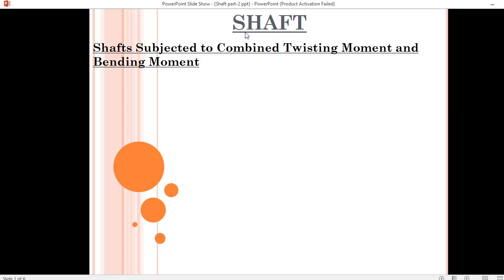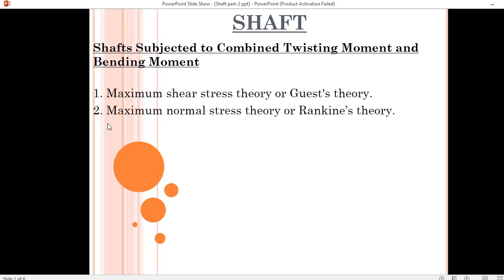Good morning, students. Today, in the second part of your shaft, we will see shaft subjected to combined twisting and bending moment, and design of shaft on the basis of rigidity. First we will see shaft subjected to combined twisting and bending moment. Here we will see the maximum shear stress theory, known as Guest's theory, and the maximum normal stress theory, that is Rankine's theory.